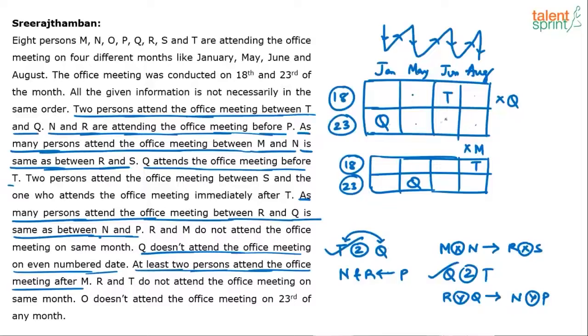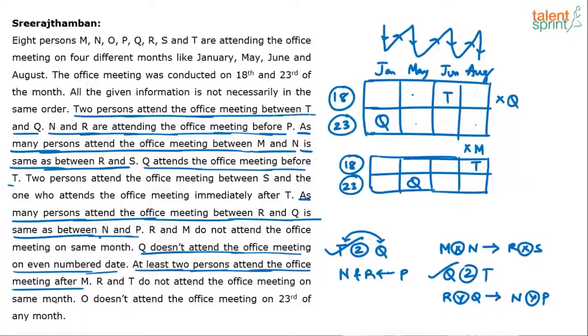Because if M comes on 23rd June, there are still two persons who can attend after M. So ideally what I'm trying to say is M cannot come in this last vertical line. M cannot come for August. R and T do not attend the office meeting in the same month.